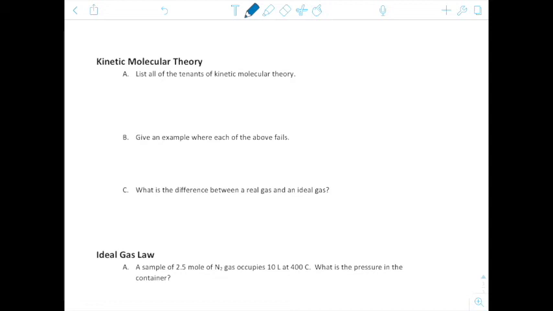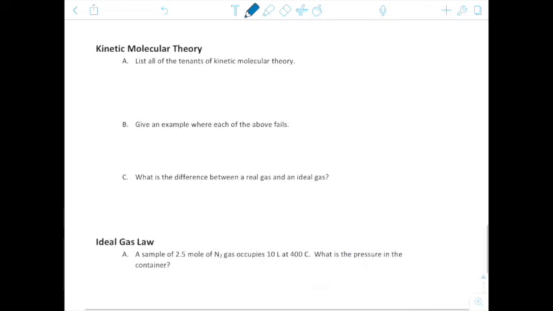Now, C is what is the difference between a real gas and an ideal gas. An ideal gas follows every postulate of the kinetic molecular theory. It's a perfect gas. A real gas is going to vary slightly from the kinetic molecular theory because there are collisions, there are energy transfers, they do occupy a volume. And so those are ways that a real gas is what we really get.